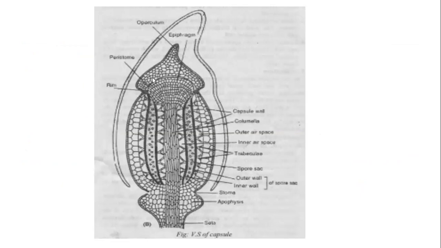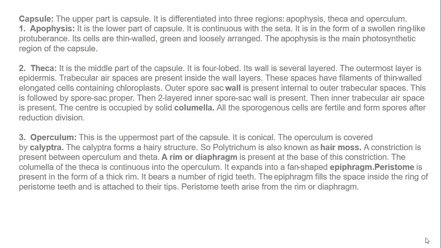The operculum, as we proceed, is broader. It is a broad, fan shaped structure. At the base of this, it consists of a peristome. This peristome consists of some rigid teeth. We call them the peristomial teeth. Now, these peristomial teeth are useful for attachment. They help in giving a strong attachment of the operculum to the theca.